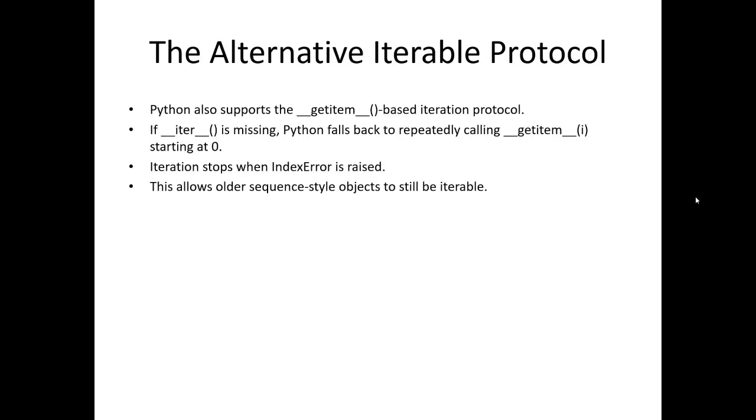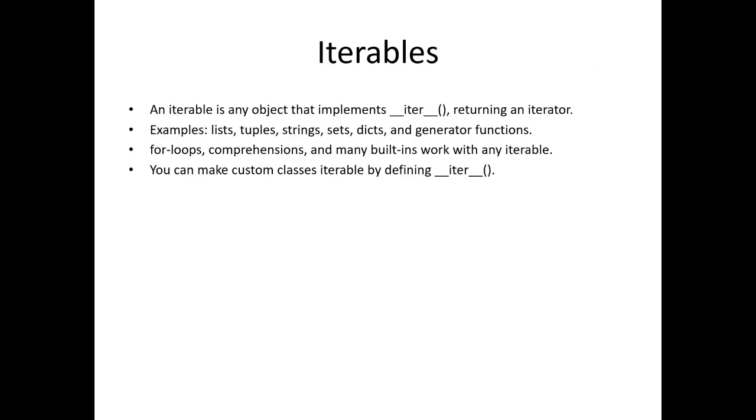Iterables. An iterable is an object that defines an iter method that returns an iterator. Python's built-in sequences, lists, strings, and dictionaries are all iterables. This is why for loops and comprehensions work seamlessly with them. You can make your own classes iterable simply by implementing iter to return an iterator.